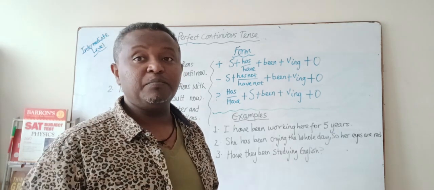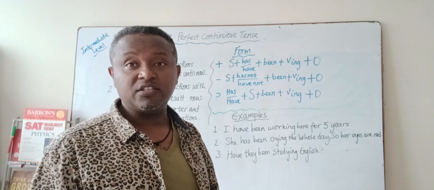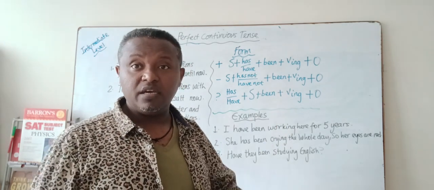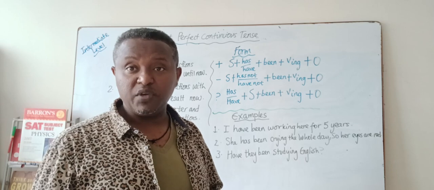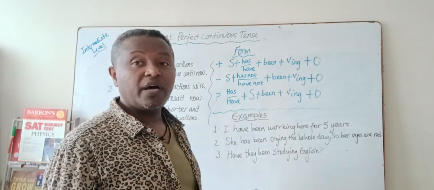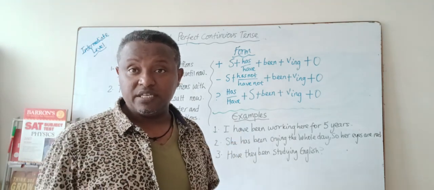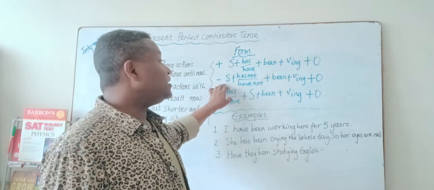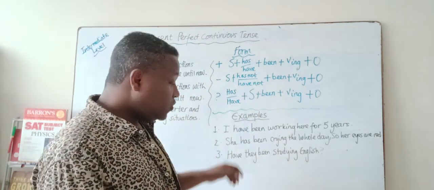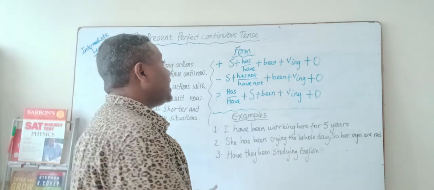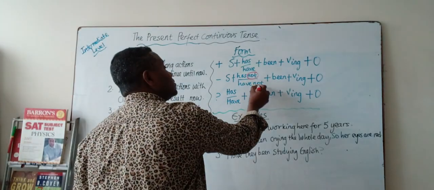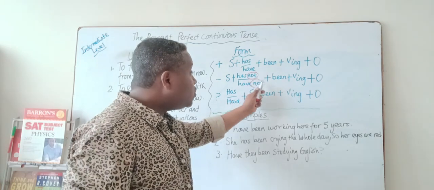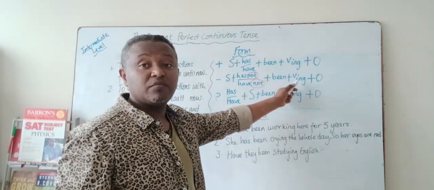That's why I'm tired. That's why I'm sweating. I have been working out in the gym. That's why I'm tired, I'm sweating. So these are the structures. The negative structure is formed simply by adding not: subject plus has or have plus not plus been plus verb ing.